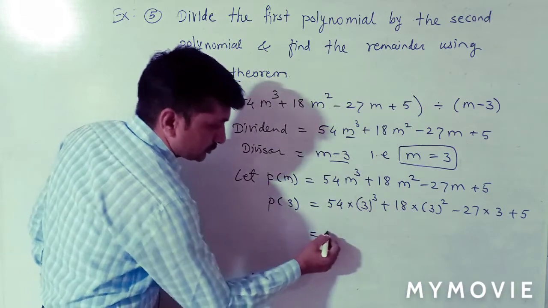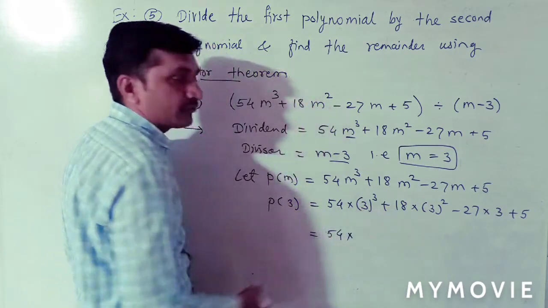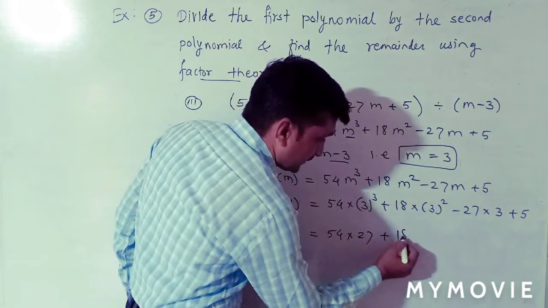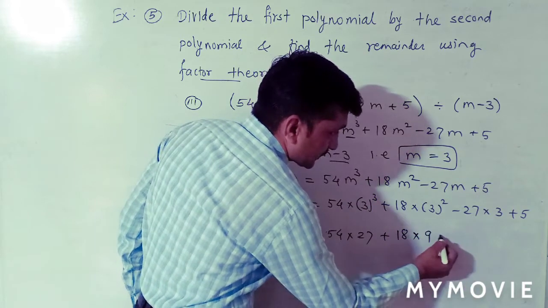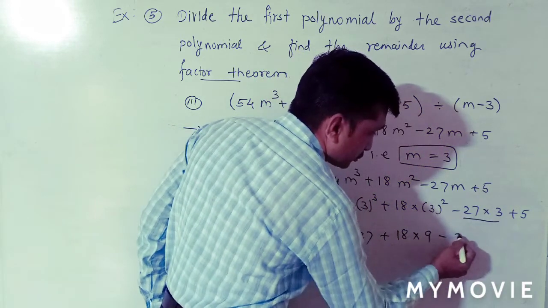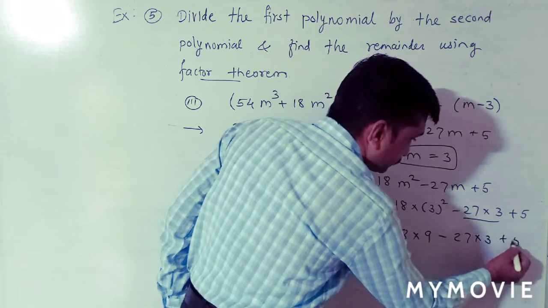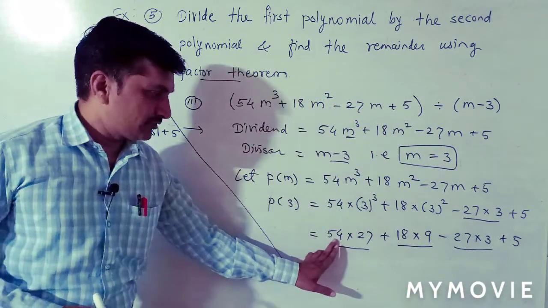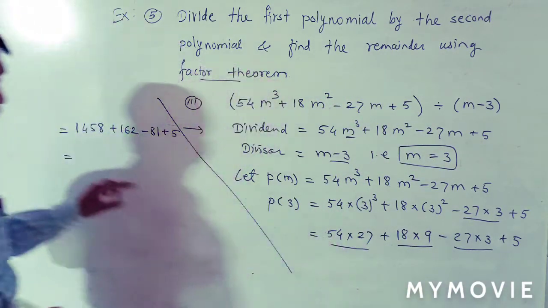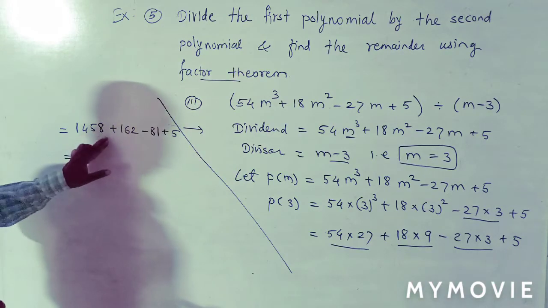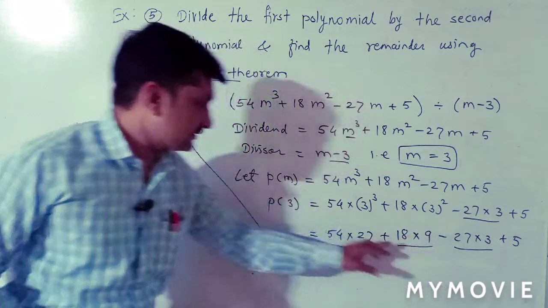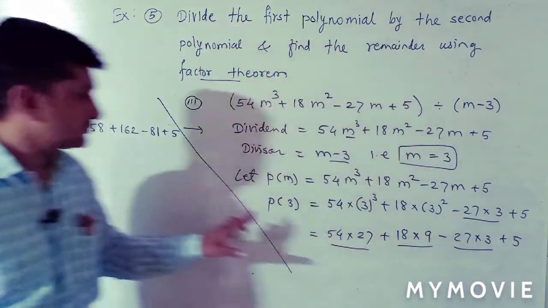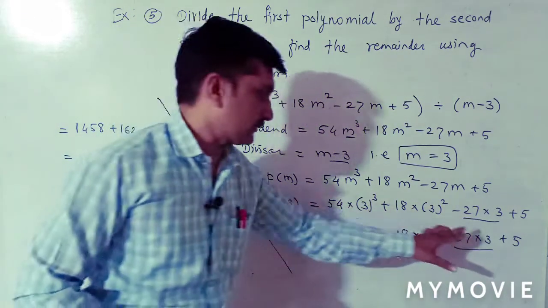We have to solve here now. 54 multiplied by the cube of 3, which is 27, plus 18 multiplied by the square of 3, which is 9, minus, here the product we have to do, 27 into 3, I write as it is, plus 5. Now first product and then addition. 54 multiplied by 27, I wrote here 1458, plus 18 9s are 162, minus 27 3s are 81, plus 5.